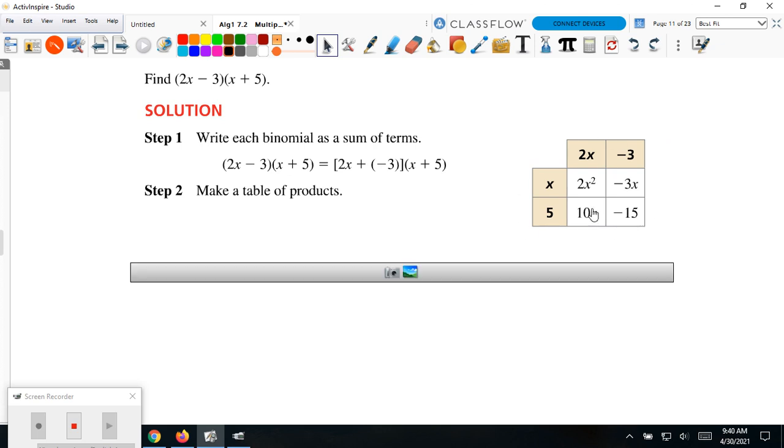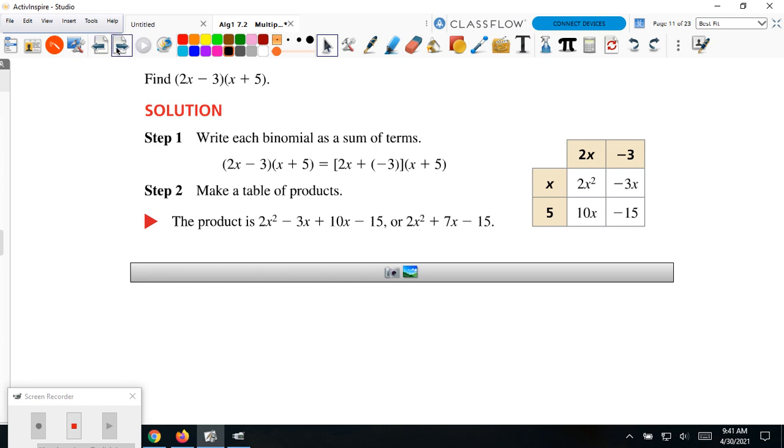It's organized in a table, so it kind of makes it easy for you to do that. The last thing though, so again we have 4 terms. You want to look and see which terms are like terms. That's these two right here, negative 3x, positive 10x. So I'm going to take 3 away from 10. That's going to give me 7x. So my answer then is 2x squared plus 7x minus 15. Still a trinomial answer for these. It's just a new way of doing it.